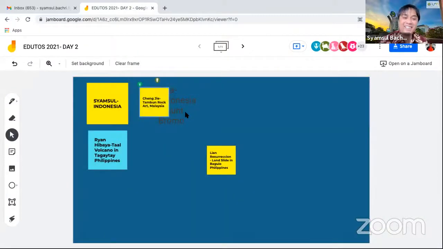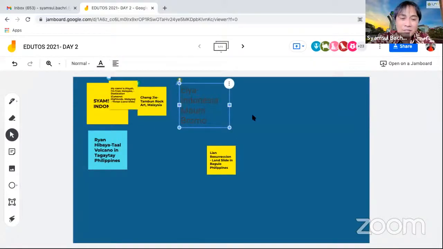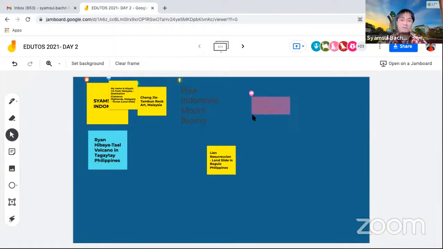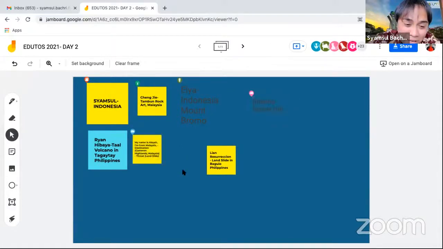Yes, please. That's good. Elia, Indonesia, Mount Bromo. That's good. Lian, landslide in Banggoleo, Philippines. That's perfect. My name is Aisha. I'm from Malaysia. Cameron Highland, Malaysia, street landslide. Okay, and then the other one, Sharina.